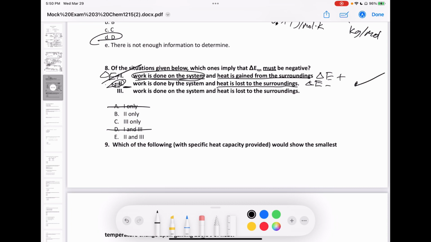If we look at scenario 3, work is done on the system, so delta E for that portion is going to be positive, and heat is lost, so delta E is going to be negative. It's just like in the worksheet, in that one question where you had to answer a similar scenario, and it was indeterminate because we don't actually know the values. So we have to rule it out, because the question says implies that delta E must be negative. This third scenario might be negative, but not necessarily, because we don't know the values. So I need the answer choice with 3, and that leaves us with answer choice B.